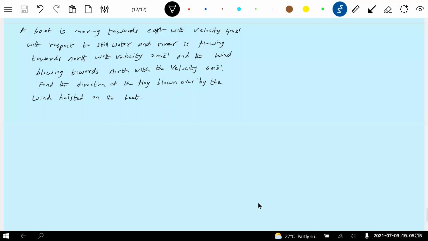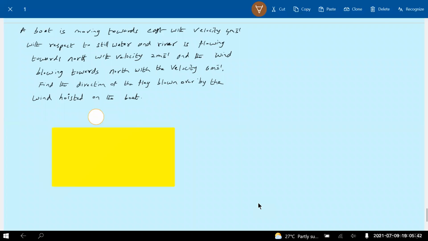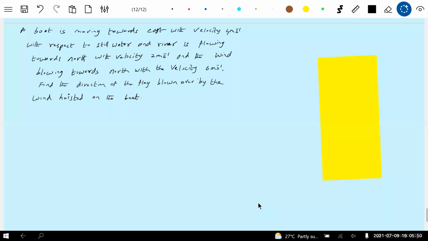Very nice problem. A boat is moving with velocity in still water, and the river is flowing towards north. Let me bring that, at least I'll help you with the diagram. The diagram is what I can manage. Okay, there's a river, and the river is flowing towards north. We'll have the diagram here. This is our natural directions, north.